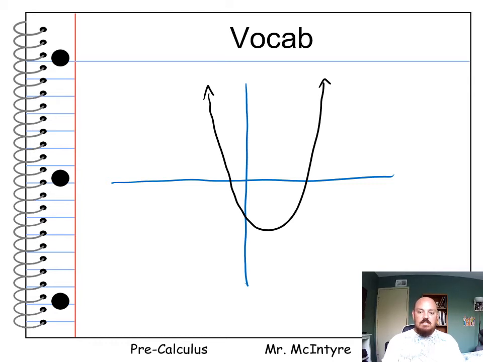I'm going to make the vertex in red. That would be that point right there at the very bottom of the parabola.